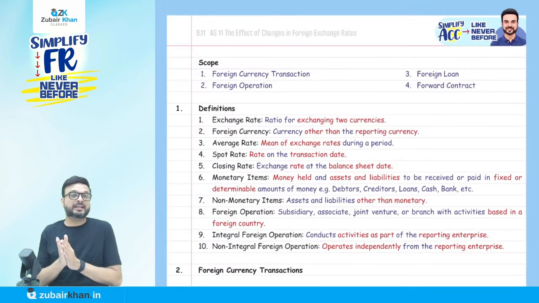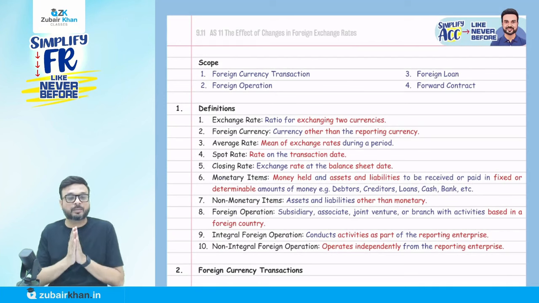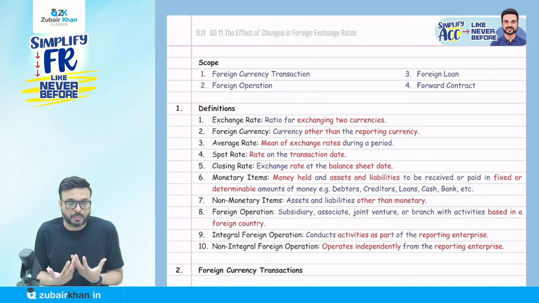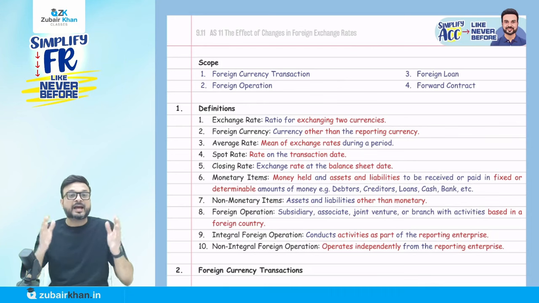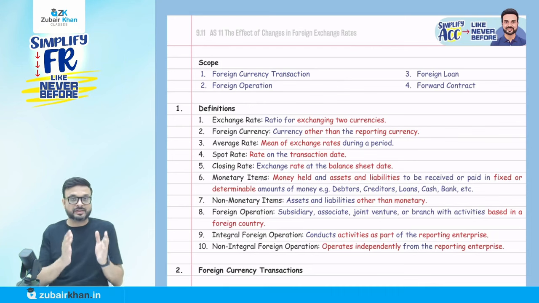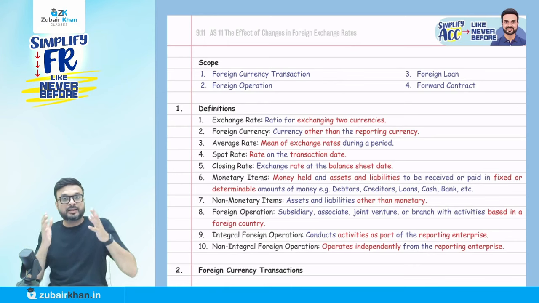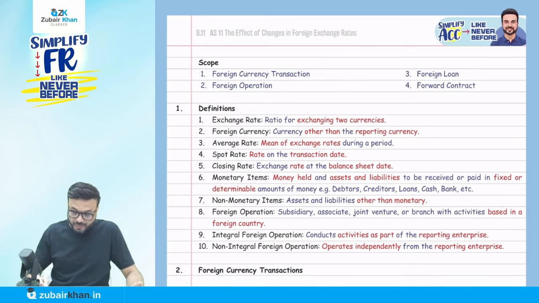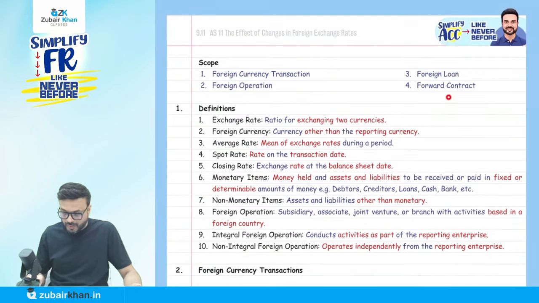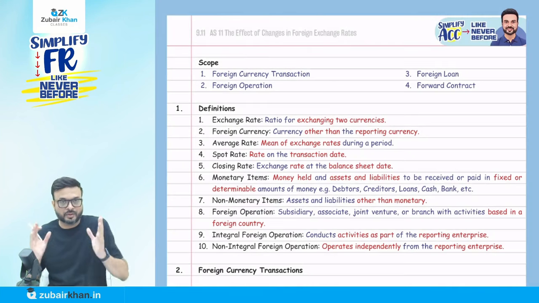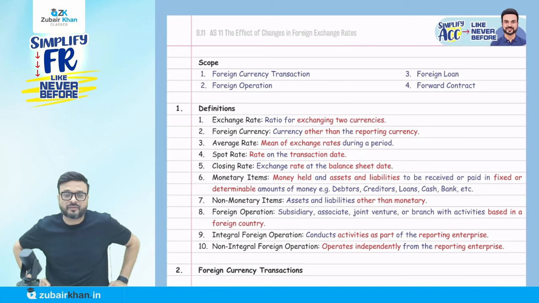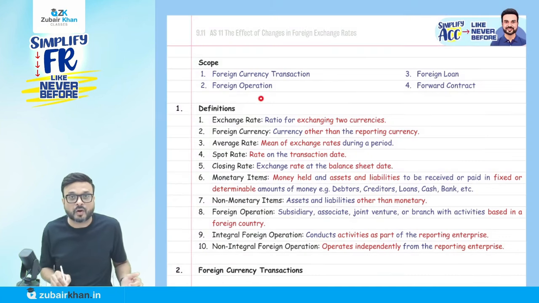So let's start first with the definitions. But before I come to definitions, from the accounting point of view, I have divided this Accounting Standard 11 into four parts. As you can see in scope, first is foreign currency transaction, then foreign operation, foreign loan and forward contract. Basically, foreign loan and forward contract are a part of foreign currency transaction only, but I keep them separately because their accounting treatment is quite different. So let's start first with the definitions, then I will come to the accounting treatment of all these four.